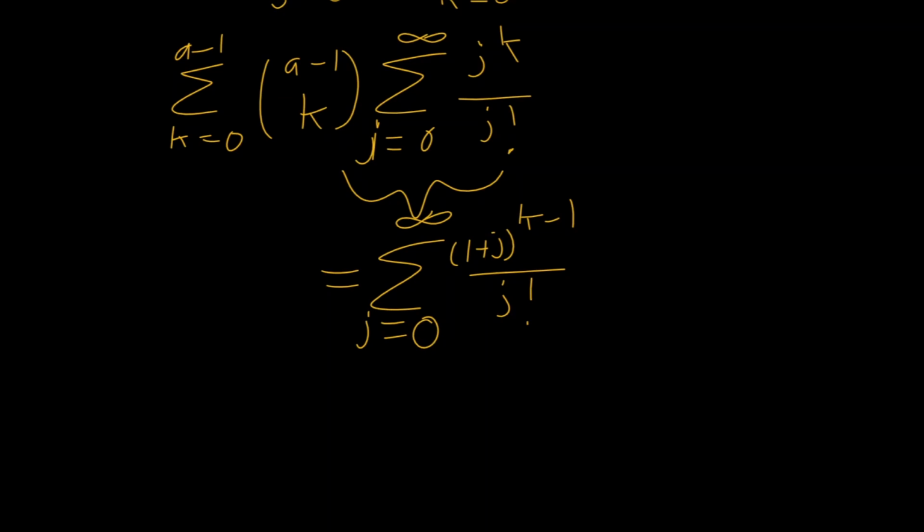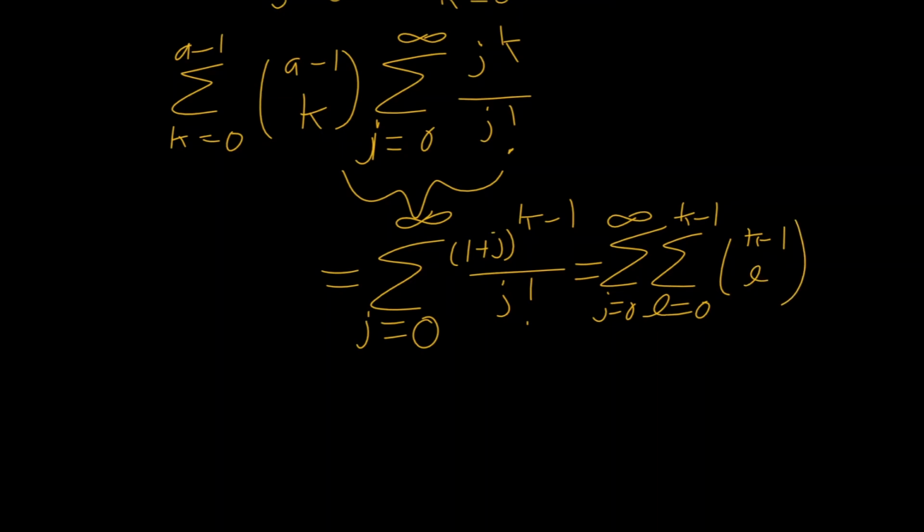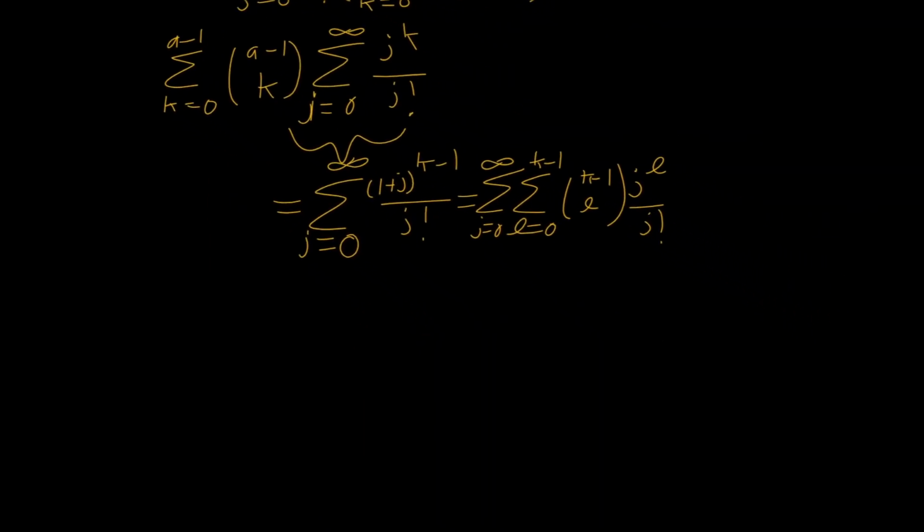Doing the same thing as before, we can expand this using the binomial theorem. We still have our sum over j equals 0 to infinity, but then, remembering my binomial coefficients, the sum over L equals 0 to k minus 1 of k minus 1 choose L, times j to the L divided by j factorial. And rearranging our sum in its entirety, we find that we have our sum.